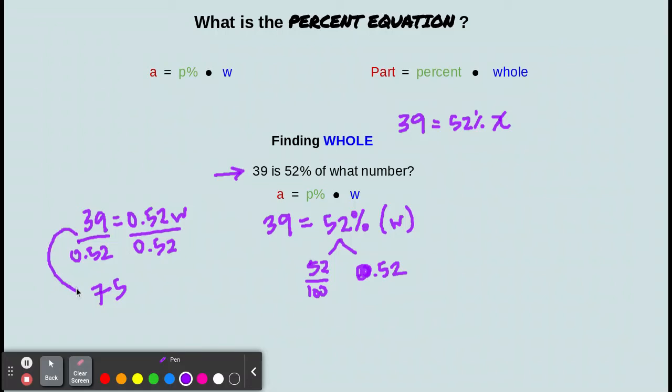This becomes 75 equals, so 1 over 1. So that becomes just W. So W equals 75, meaning 39 is 52% of 75.